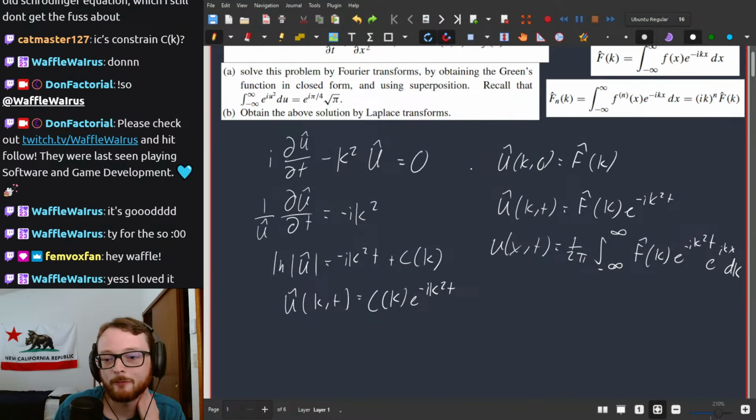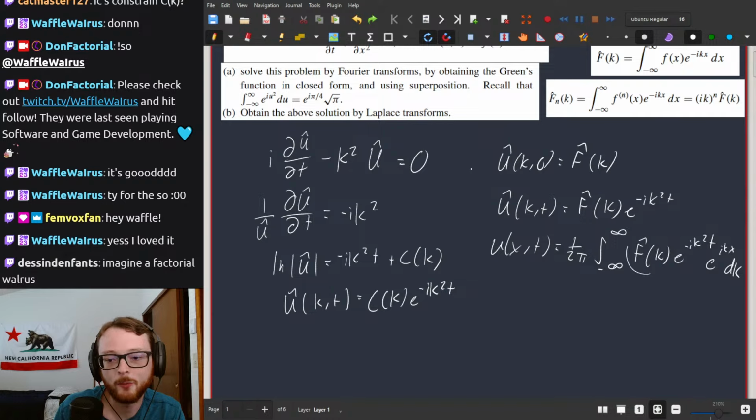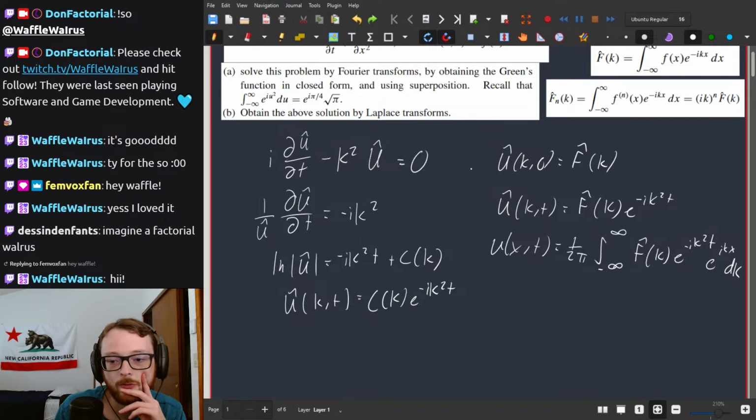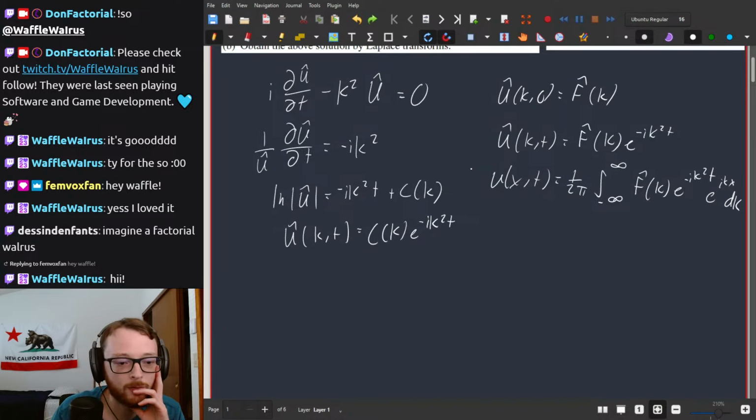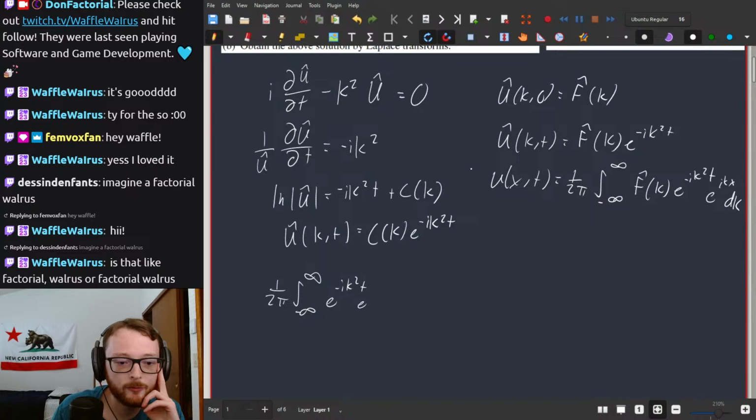So we have the product of two Laplace transform or Fourier transforms here, and so we don't know what f hat is, but we can use convolution. We just need to figure out the inverse Fourier transform of e to the minus i k squared t. It's just that part is terrible, because we get this stupid integral.